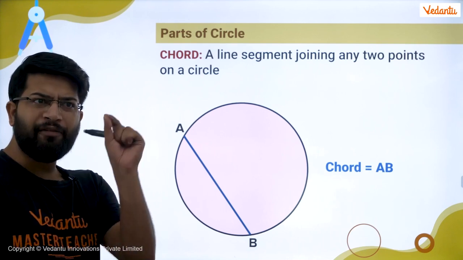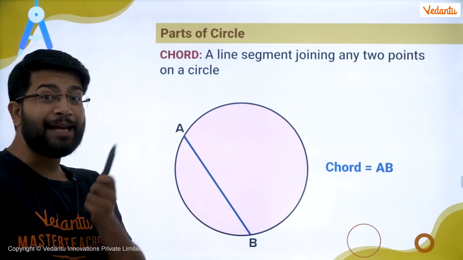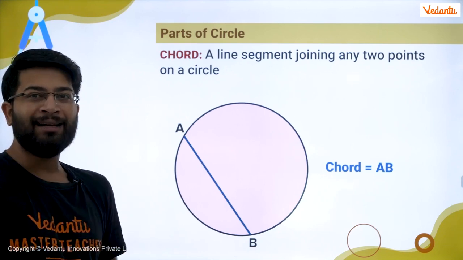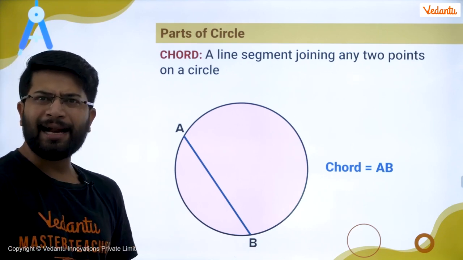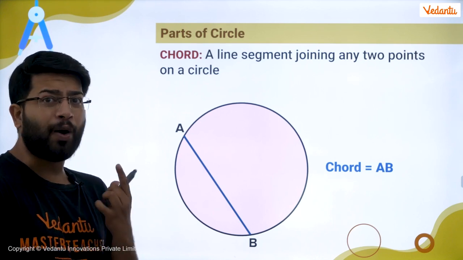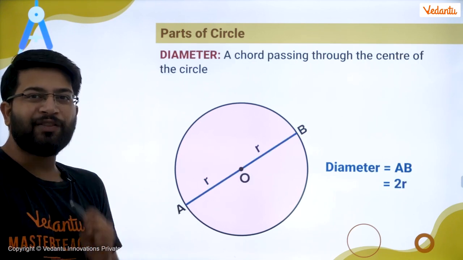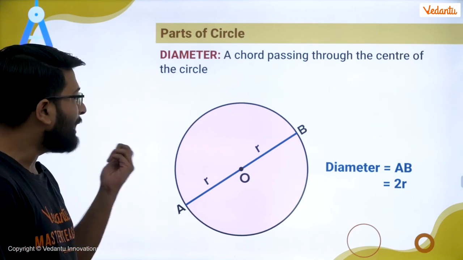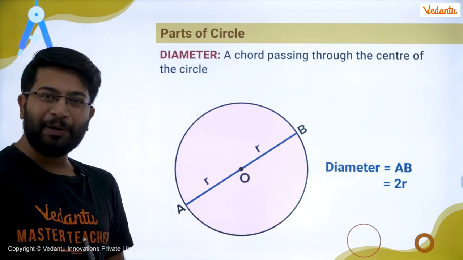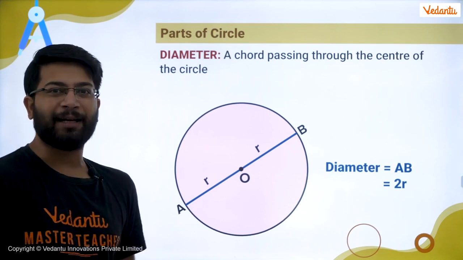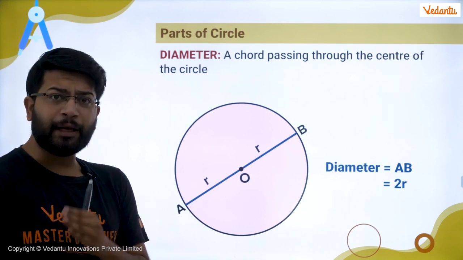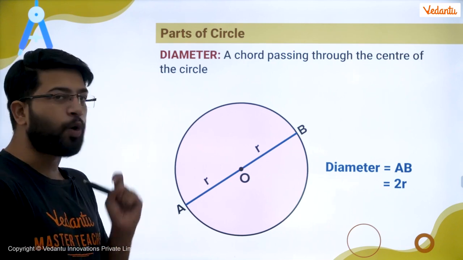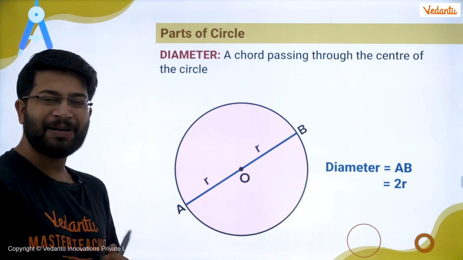Now if I join 2 points lying on the circle, then that line segment will be known as the chord of the circle. And if that chord is passing through the center, that chord will be known as the diameter of the circle. And we know the relation between the diameter and the radius of the circle: the diameter is always twice the radius, right?